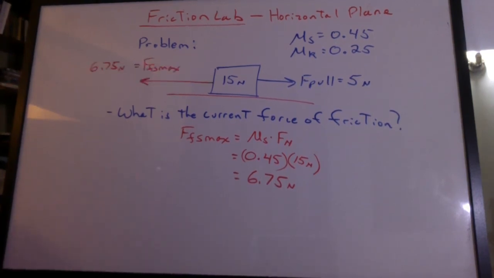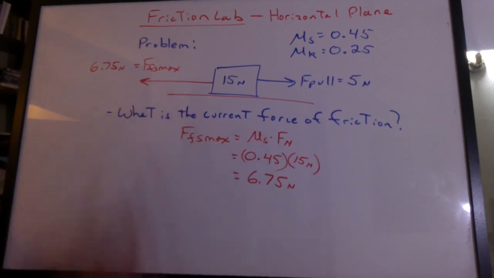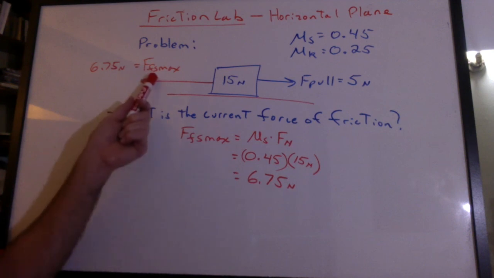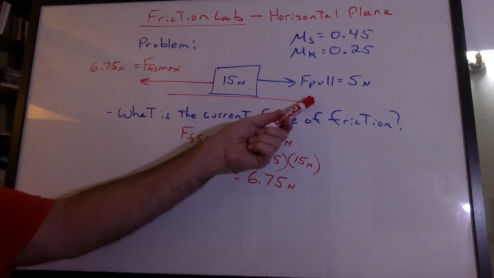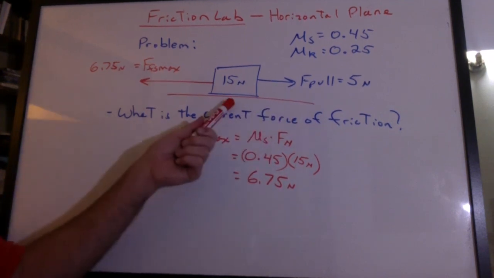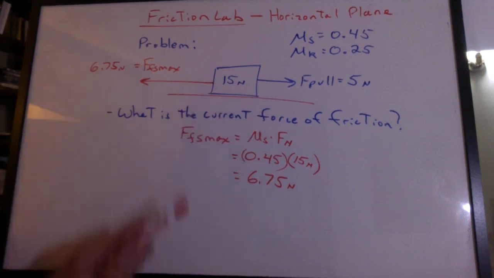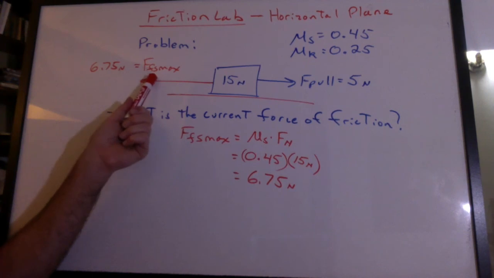A common mistake now is for kids to say, oh, that's the current force of friction. No, it's not. If that was the amount of friction we'd have, and this thing started out at rest and I'm only pulling with 5 newtons, it's going to take off and go backwards. Well, nobody puts a block on the table, pulls forward on it, and has the thing shoot backwards. That's impossible. So that's the maximum friction we can get.